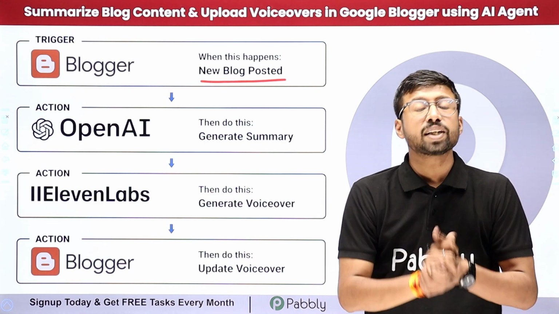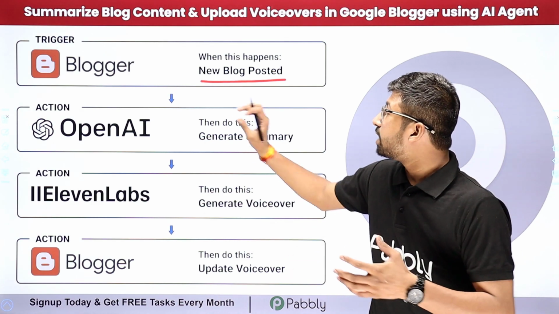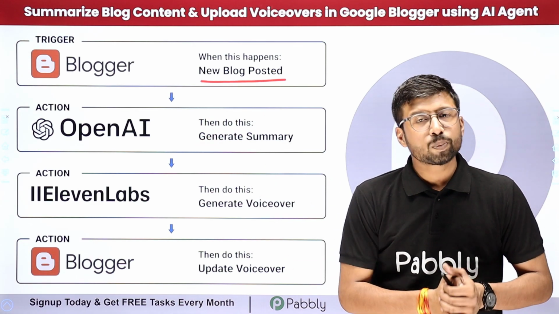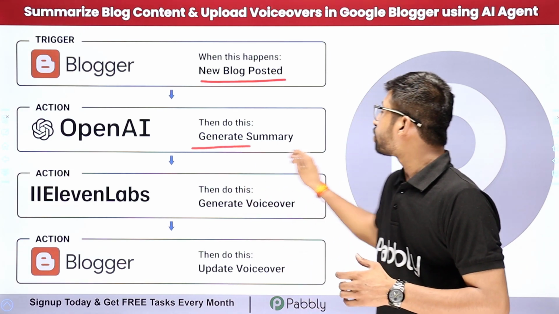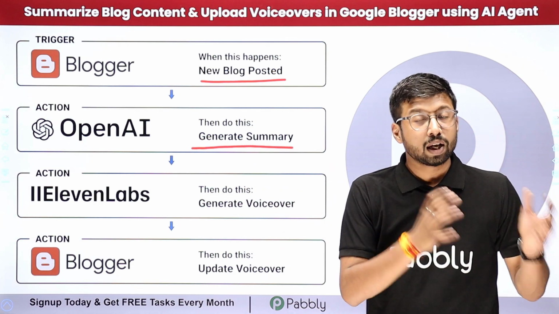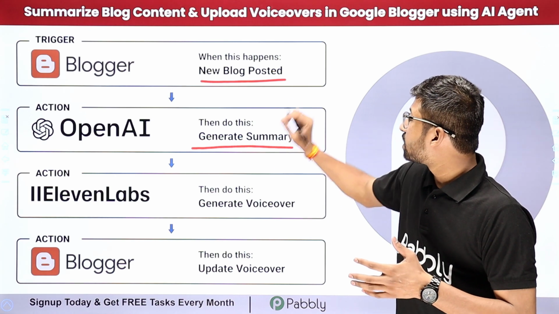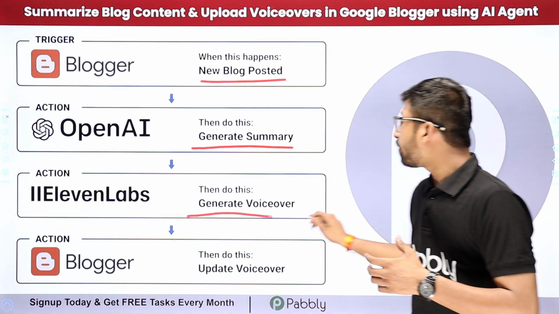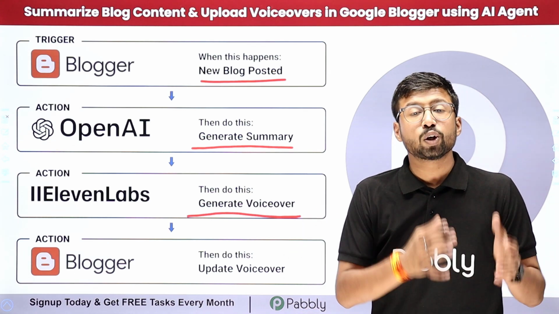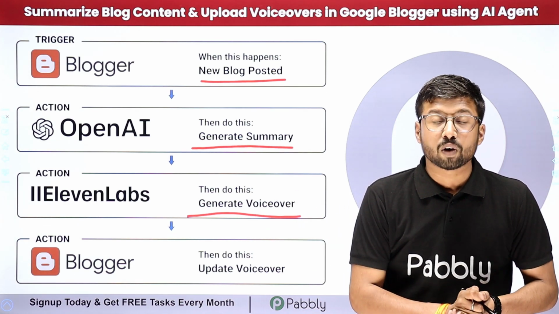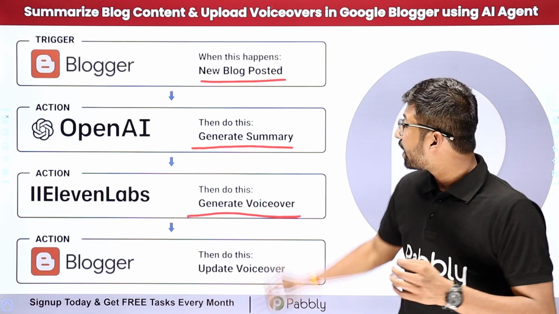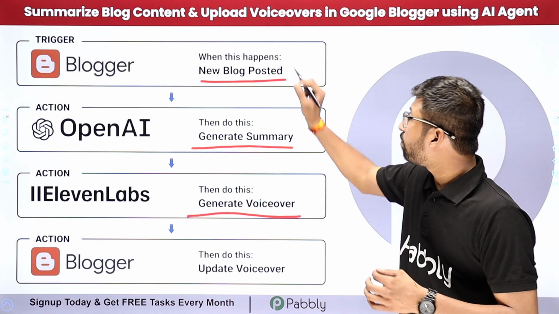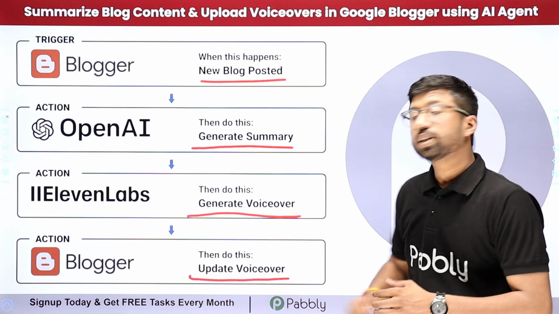Then this AI agent will take the blog content and title and send it to OpenAI. Using OpenAI or ChatGPT, it is going to generate a summary of the blog. After that, this AI agent will send the same summary to ElevenLabs, and using ElevenLabs, we are going to convert that summary text into audio, into voice, and generate the voiceover of it. And at last, this AI agent will automatically update the same voiceover back into the same blog as well.